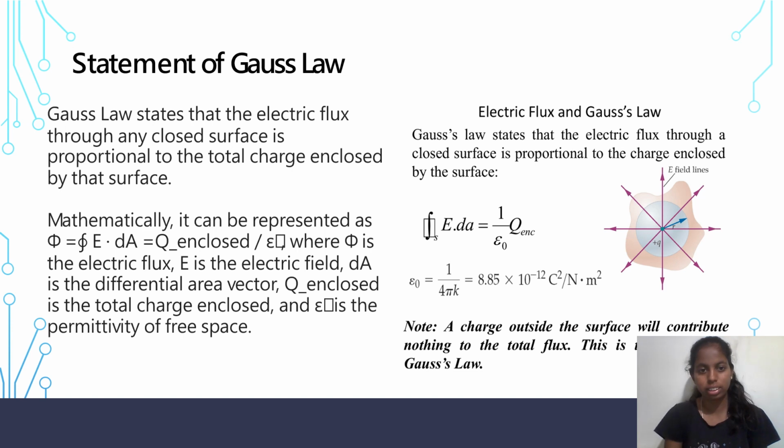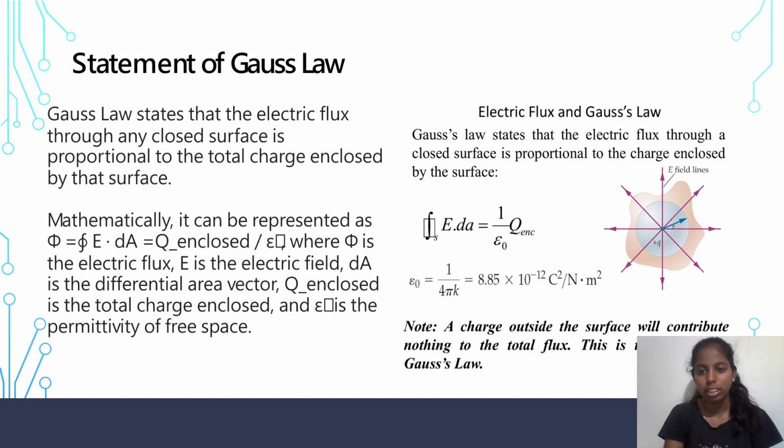Now let's see the statement of Gauss law. Gauss law states that the electric flux through any closed surface is proportional to the total charge enclosed by the surface. Mathematically, it can be represented as phi equals closed integral of E dot dA equals Q enclosed divided by epsilon naught, where phi is the electric flux, E is the electric field, dA is the differential area vector, Q enclosed is the total charge enclosed, and epsilon naught is the permittivity of free space.